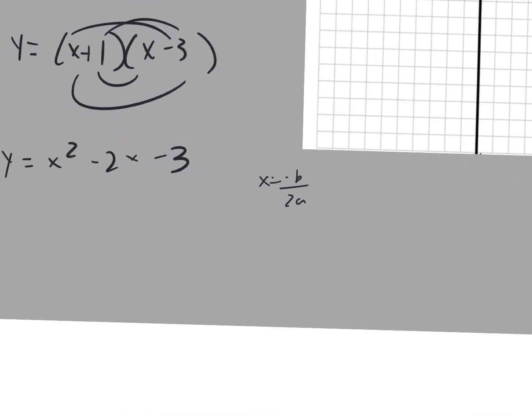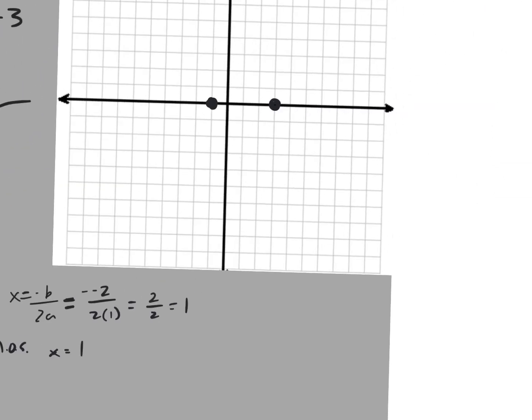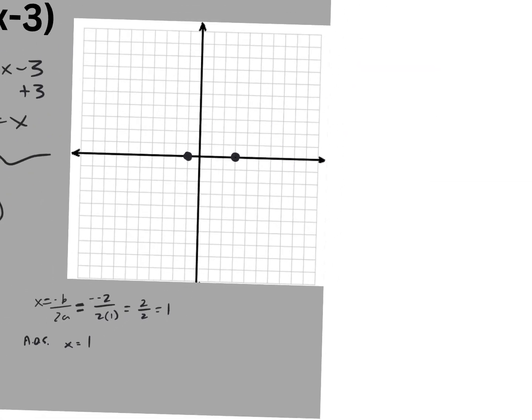So by using x equals negative b over 2a, I plug in my b, which is negative 2. I substitute in my a, which is 1. I end up with 2 over 2 or 1. So my axis of symmetry is x is equal to 1. So I'm going to go graph that. And as I'm graphing it, I realize that that kind of makes sense because that's in between my two x-intercepts.